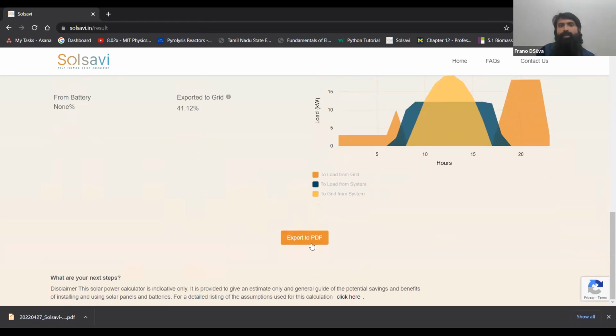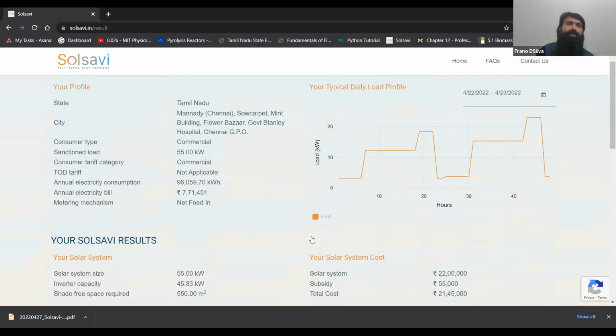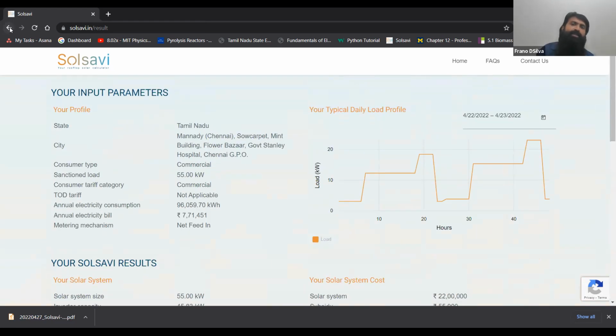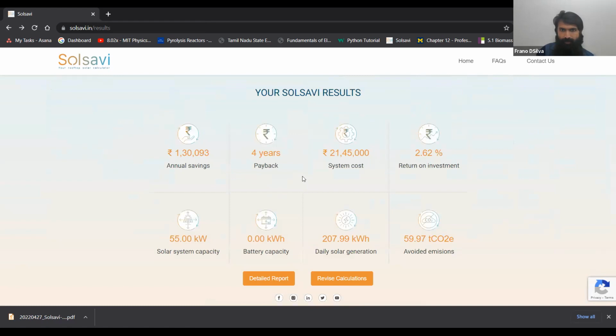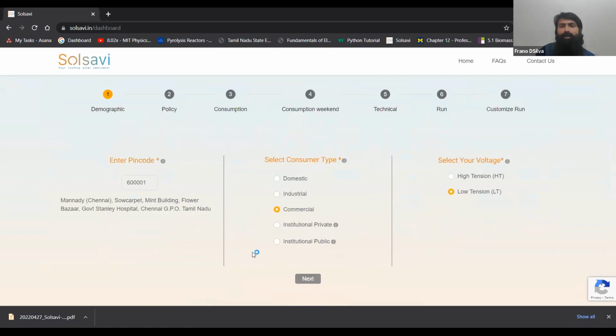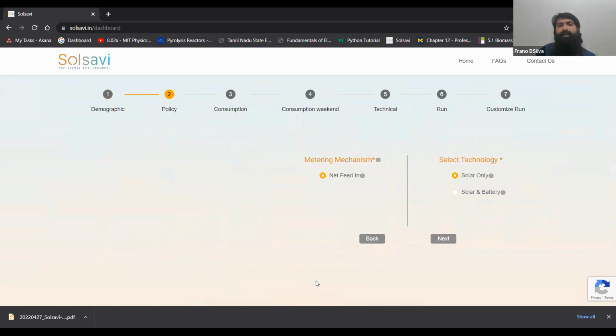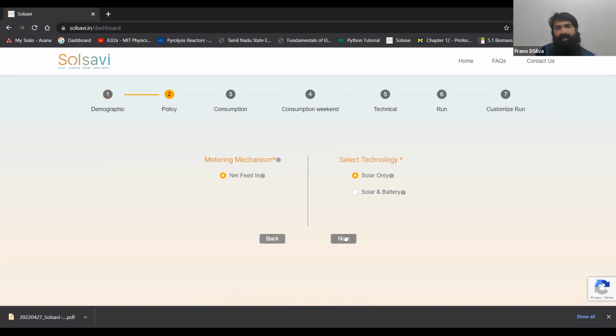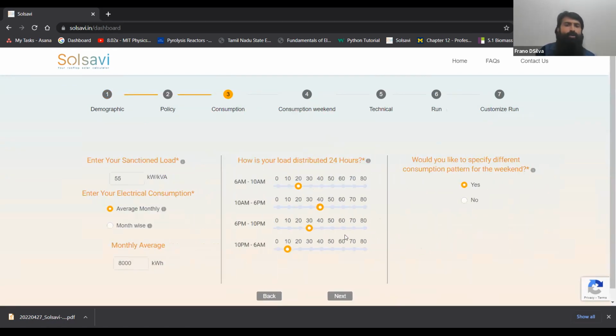Further, the PDF can be downloaded and saved as a document for further reference or comparison with another case. Another option provided in Solsavi, the web tool, is for you to do a revised calculation, where you could use this button and it takes you to the first page, and you could recalculate and check what could make a difference.